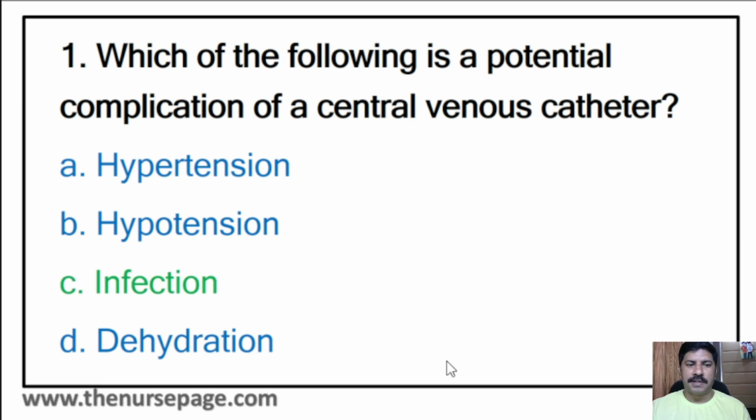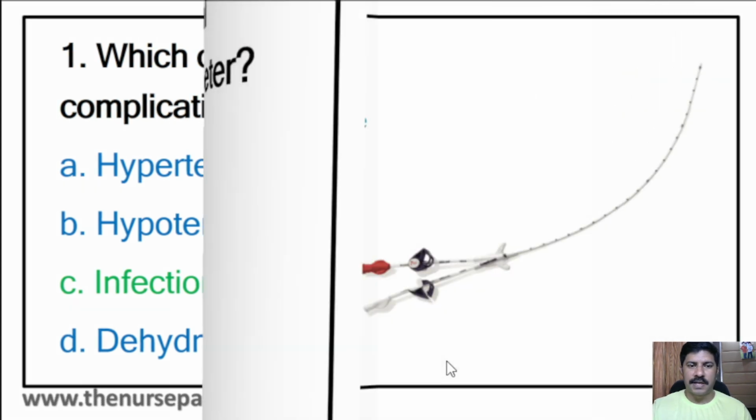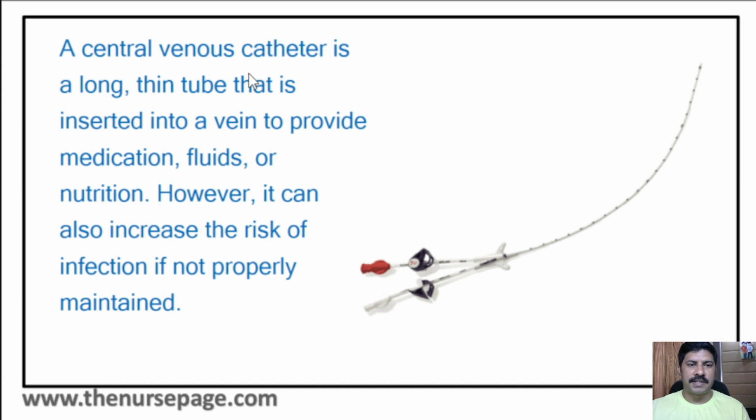The correct answer is infection. The catheter is inserted into our central veins, so there is a high risk of infection. A central venous catheter is a long, thin tube that is inserted into a vein to provide medication, fluid, or nutrition. However, it can also cause the risk of infection if not properly maintained. So this is an example of a central venous catheter.